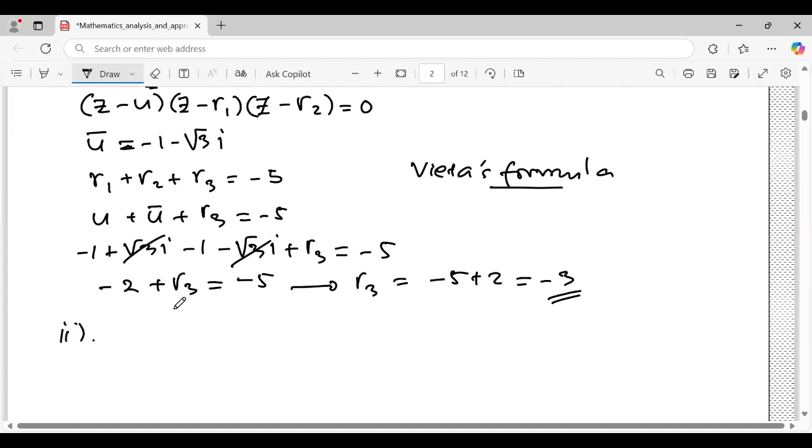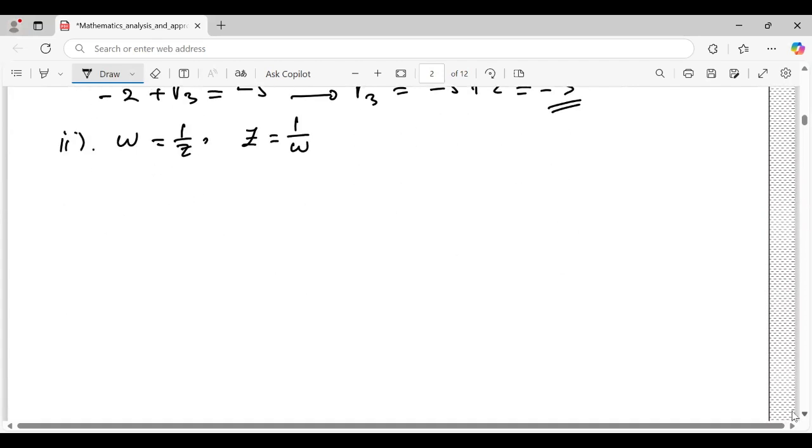Second, let's make the transformation w equals 1 over c. Then z equals 1 over w. This is the transformation we are going to use. So it means, I will scroll down first. So c cube equals 1 over w cube, and c squared equals 1 over w squared if z is 1. So this is c squared, this is c cube.